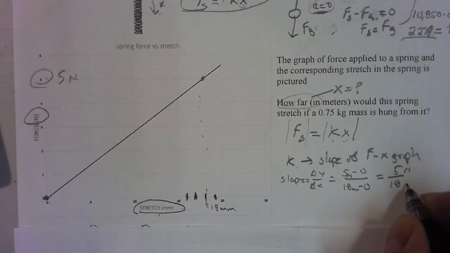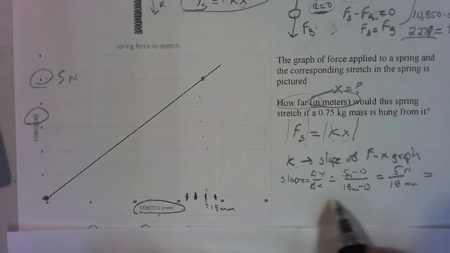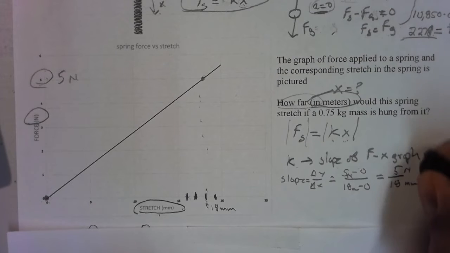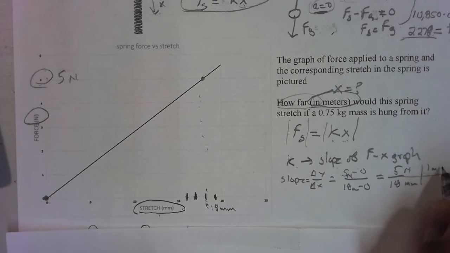Right, that's newtons over millimeters. I need newtons per meter, I think. Yeah, because I want to find my answer in meters. So I want this slope in newtons per meter. So I'm going to take this and do a conversion. So I know that 1,000 millimeters is 1 meter.